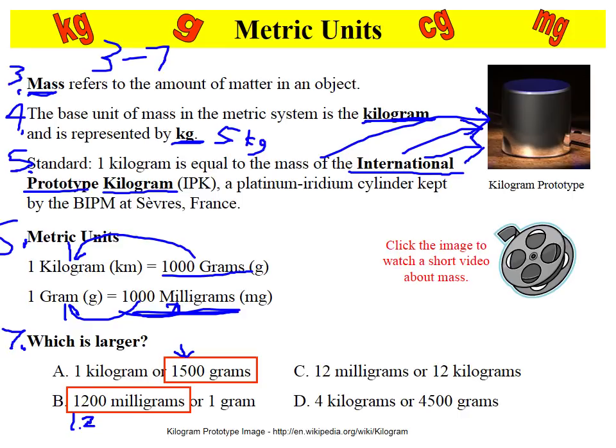For part C, between 12 milligrams or 12 kilograms, it's going to be the 12 kilograms for sure, because the kilograms are huge, right? And then for part D, between 4 kilograms or 4,500 grams, even though kilograms are large, this is still a lot more. Since there are 1,000 grams in a kilogram, you get about 4.5, because you would move the decimal over 3 places.